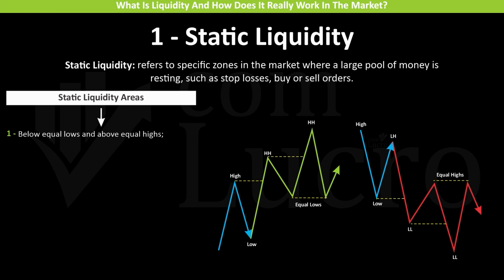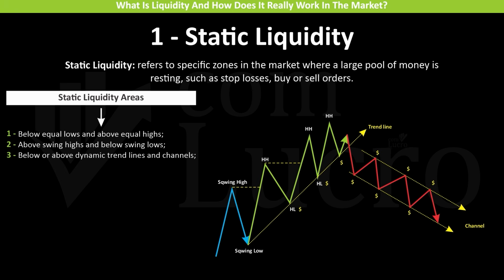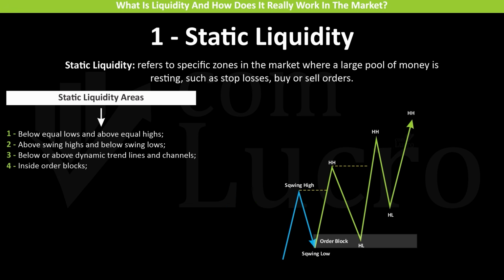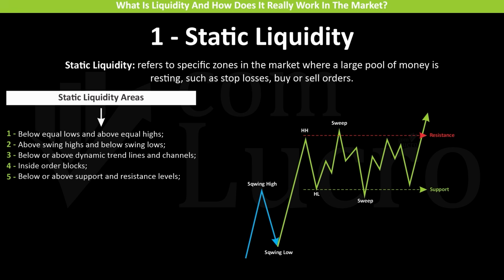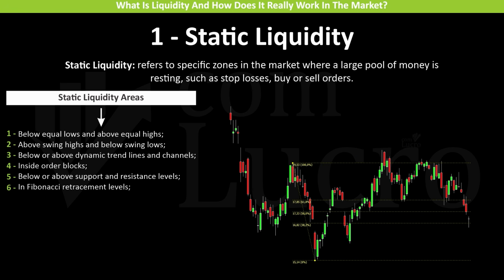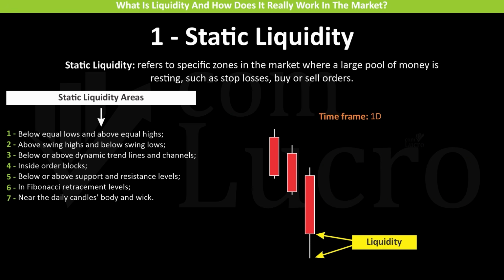momentum. Static liquidity can be identified in various areas on the price chart, such as below equal lows and above equal highs, above swing highs and below swing lows, below or above dynamic trend lines and channels, inside order blocks, below or above support and resistance levels, in Fibonacci retracement levels, and near the daily candle's body and wick.